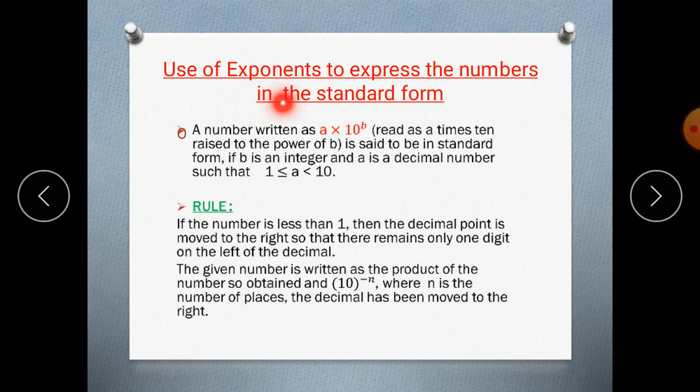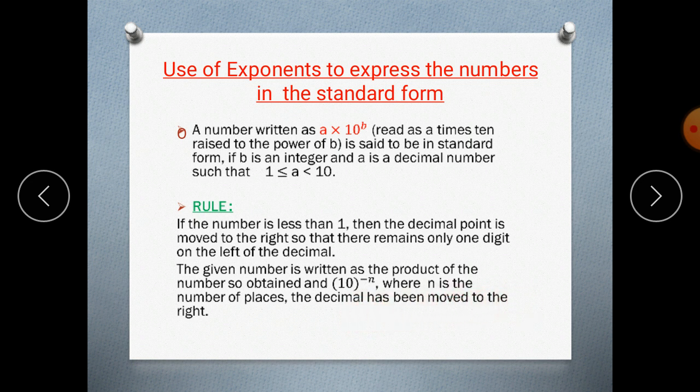Now, you have the use of exponents to express numbers in standard form. A number written as a into 10 raised to b is said to be in standard form if b is an integer and a is a decimal number such that a lies between 1 and 10, that is 1 is less than or equal to a, less than 10. It should be a single digit number or a decimal number. If the number is less than 1, then the decimal point is moved to the right so that only one digit remains on the left of the decimal. The number is written as the product with 10 raised to minus n, where n is the number of places the decimal has been moved to the right.